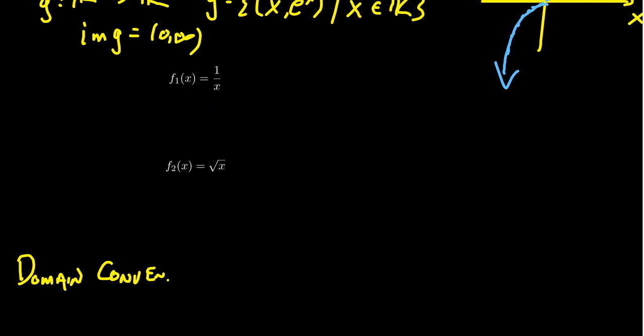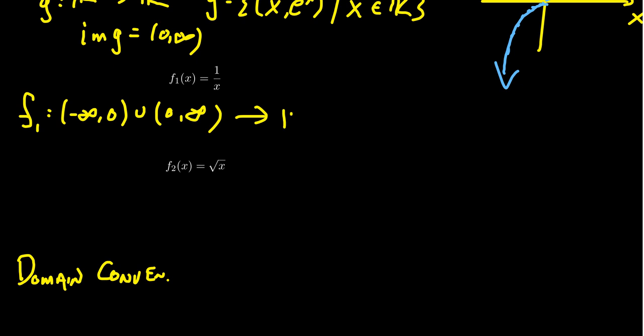For the first one, you would say this is a function f1 from the nonzero numbers, so negative infinity to 0 union 0 to infinity, that's the domain. You take everything but 0, and this maps into the real numbers. For the second one, f2, you take as your domain the non-negative numbers, 0 to infinity, and that maps into the real numbers as well.